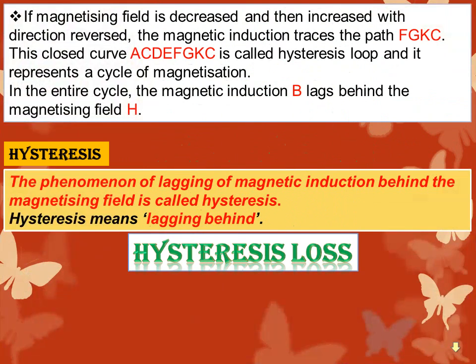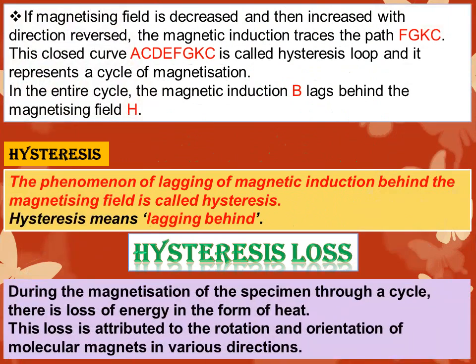Now what do you mean by hysteresis loss? There is a loss in hysteresis, so let me explain that. During the magnetization of the specimen through a cycle, there is a loss of energy in the form of heat. This loss is attributed to the rotation and orientation of molecular magnets in various directions.